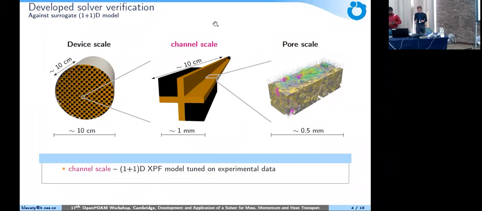No, so I take the liberty. All right. No, it's single phase. So yeah, everything is a single phase.